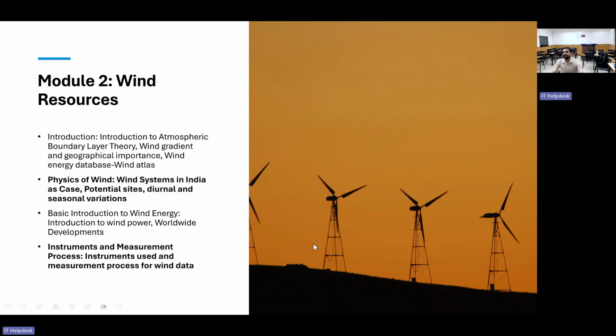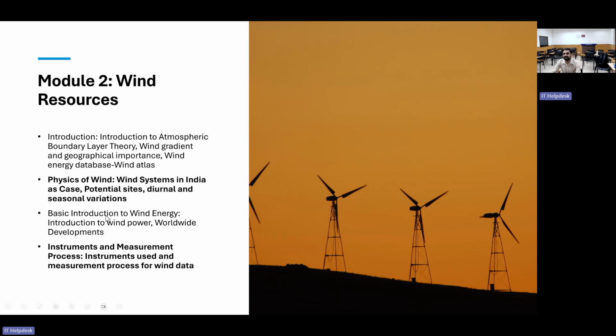Now coming to module 2, which is wind resources, we will study the introduction to atmospheric boundary layer theory, which affects the wind movement on the Earth's surface, and wind gradient, geographical importance, wind energy database, and wind atlas. Then we will study the physics of the wind, which considers the wind system in India as a case, and potential sites for establishing any wind farm and wind energy systems, and its seasonal variation.